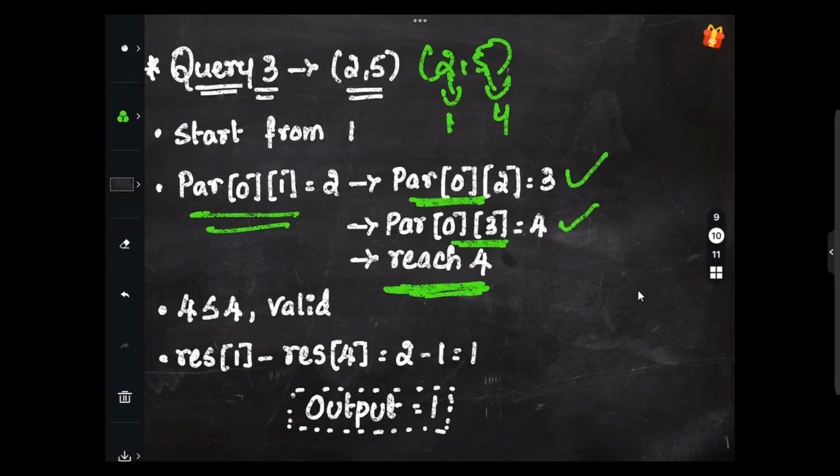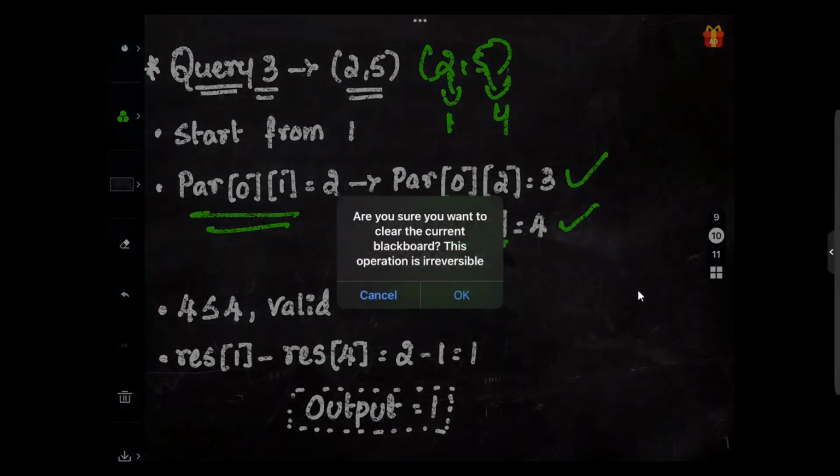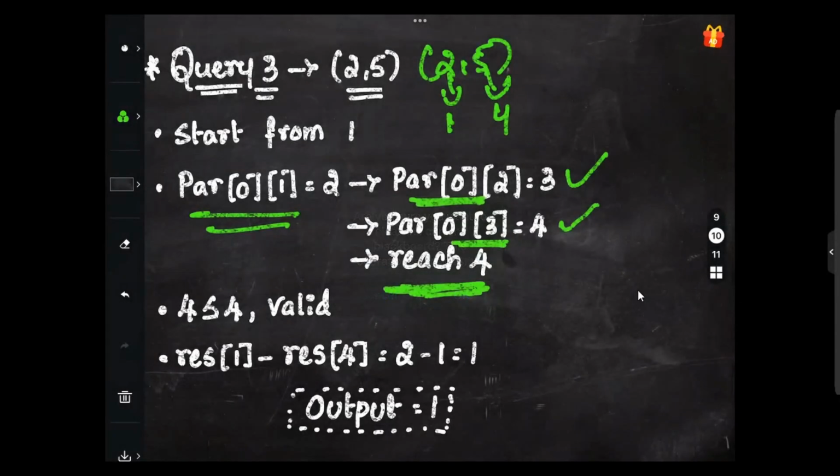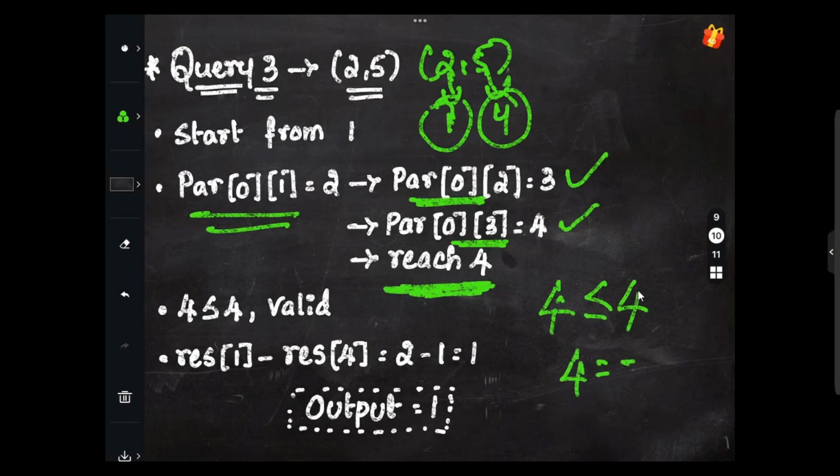Prefix of 0 1 equals 2 basically, and then 2 3 4, up to prefix of 0 4, because we have to go from index 1 to index 4 here. So we have the values 2 3 4, and we have successfully reached 4. We will check whether 4 is less than or equal to 4. Yes, 4 is equal to 4.